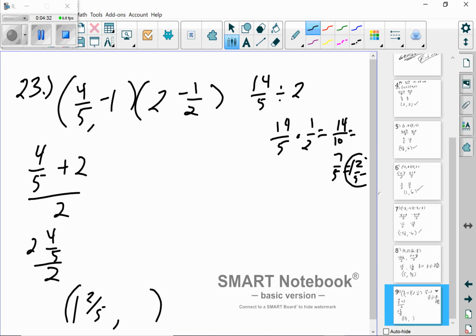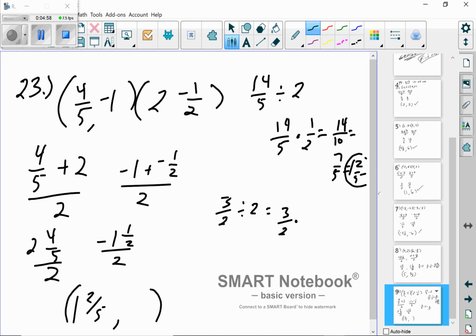I don't know what the decimal is. It'd be 1.4, I think, is what the decimal would be on that if you have a decimal maybe. Y plus y, negative 1 plus negative 1/2, that's just negative 1 and 1/2, right? So we have negative 1 and 1/2 over 2. That's 3 halves divided by 2, which is equal to 3 halves times 1/2, which is equal to 3/4.